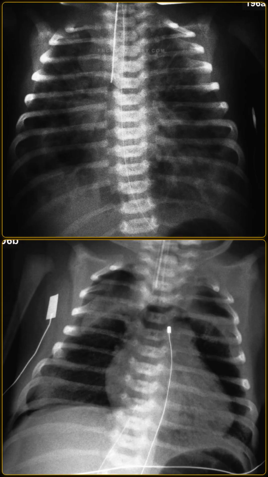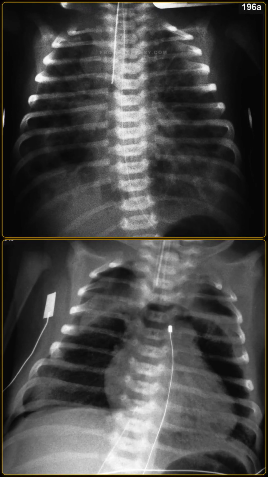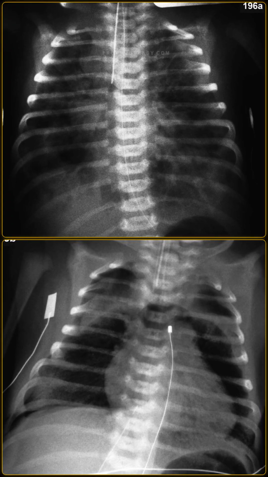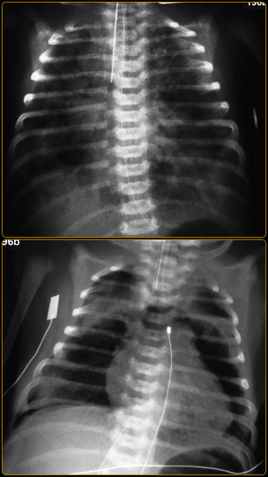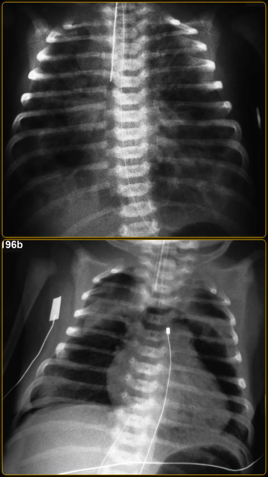Finally, I would document the findings, coordinate with the neonatologists regarding surfactant therapy or high-frequency ventilation, and communicate any sudden changes in air leak status immediately.